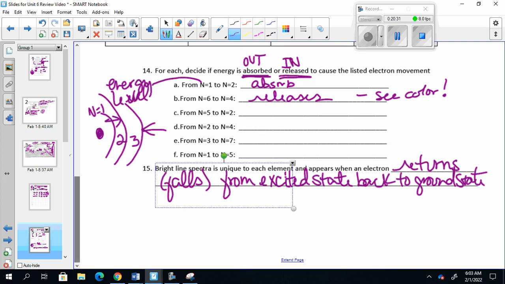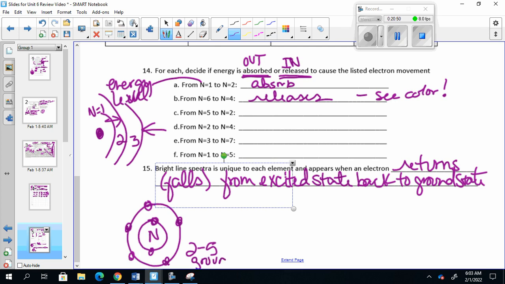So I'll just draw that for you. So let's say here's my electrons. So I drew 2 and 5. So this is nitrogen. So 2-5, this is ground state. But let's say I have this fire here and it excites this electron and it moves out. Now it would look like this.